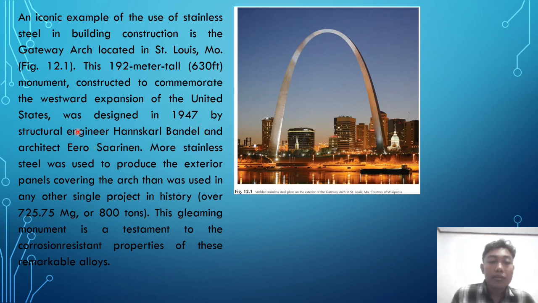1947 by structural engineer Hannskarl Bandel and architect Eero Saarinen. More stainless steel was used in the exterior panels covering the arch than was used in any other single project in history, over 800 tons. This towering monument is a testament to the corrosion resistant properties of these remarkable alloys. Next.